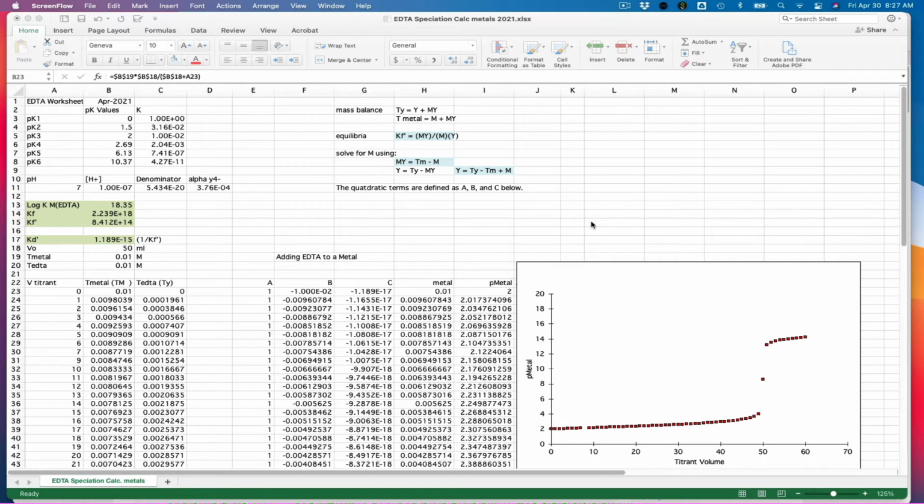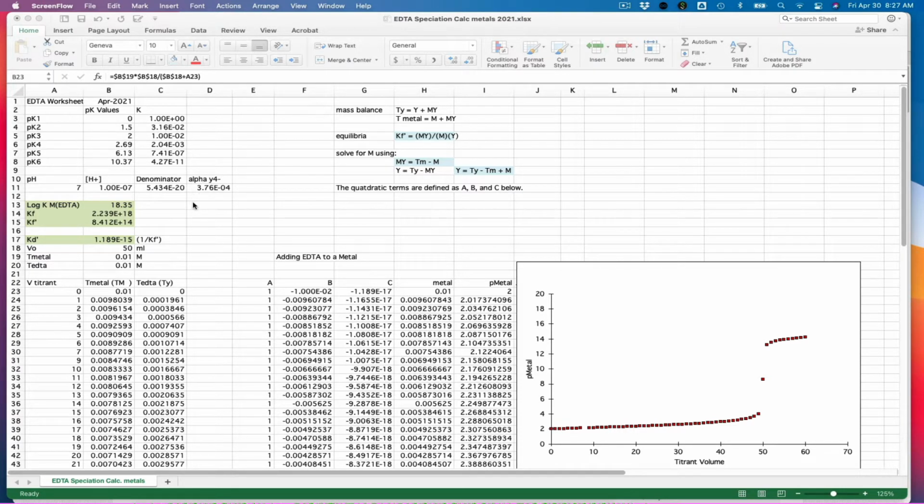Good morning. This is an implementation video on the titration of a metal, which we will call M, with EDTA, which we are going to call Y. And this is a general approach toward calculating the titration curve, which means we don't need to make any assumptions. We're going to use the quadratic equation to calculate the metal concentration at any mixture of metal and EDTA.